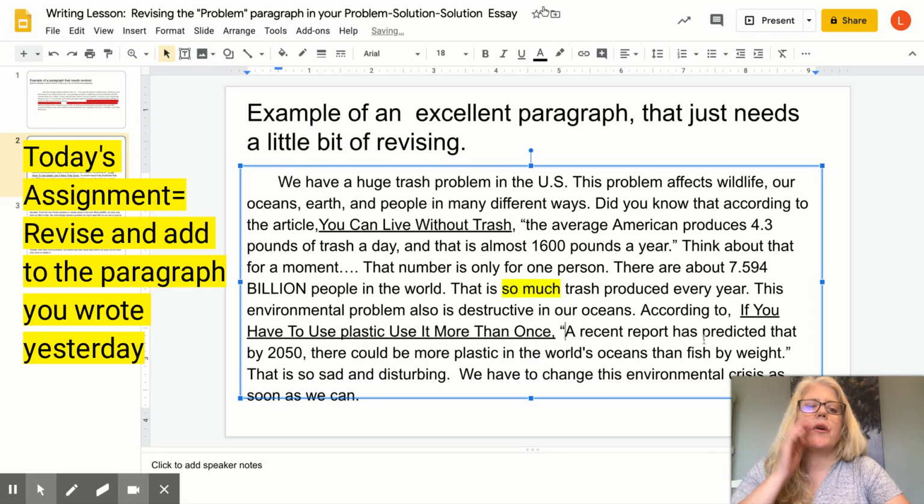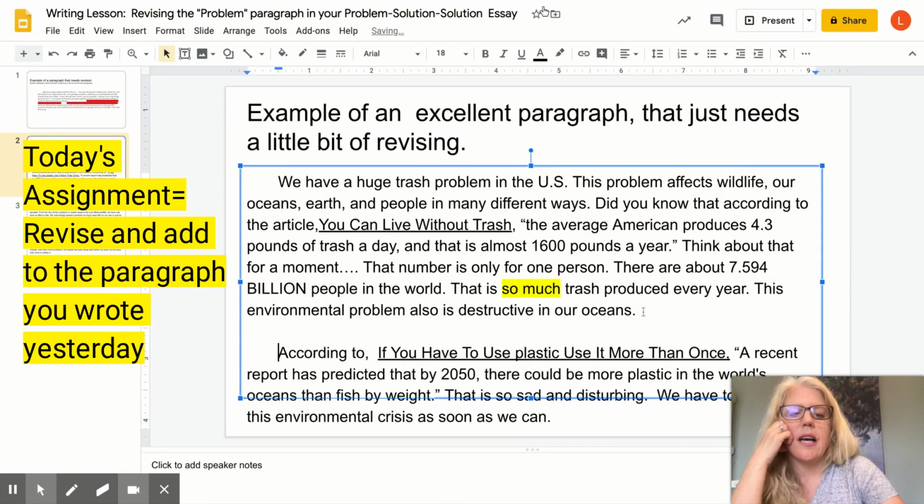A recent report has predicted that by 2050, there could be more plastic in the world's ocean than fish by weight. That is so sad and disturbing. We have to change this environmental crisis as soon as we can. I would leave this quote as my last quote because it's powerful.